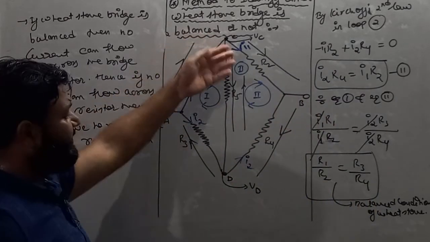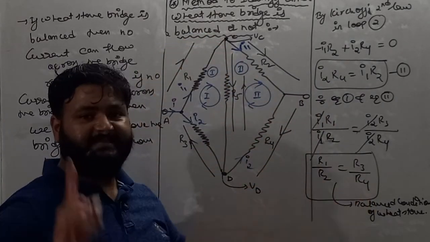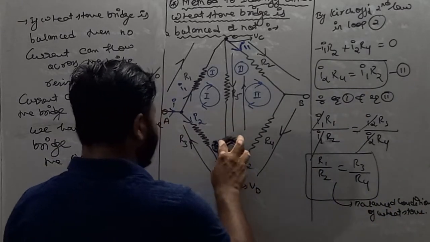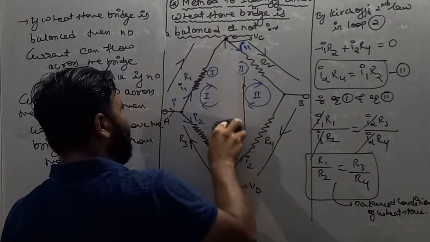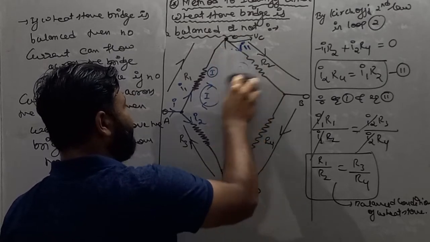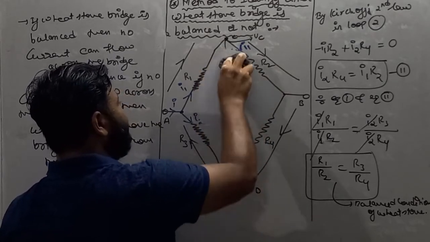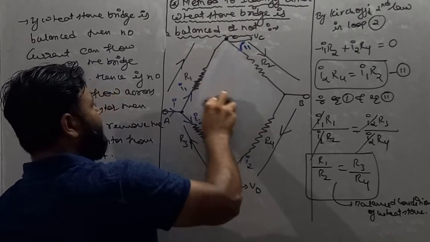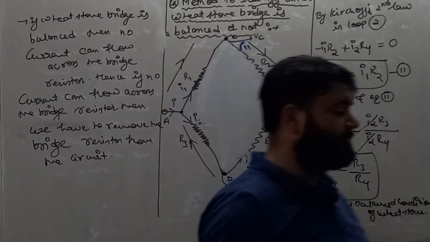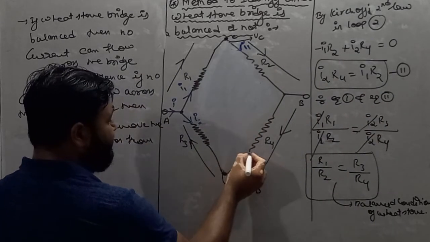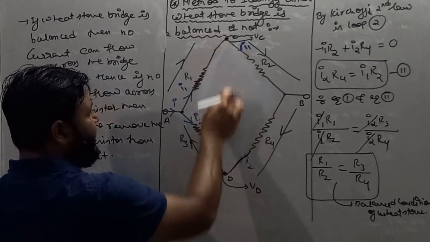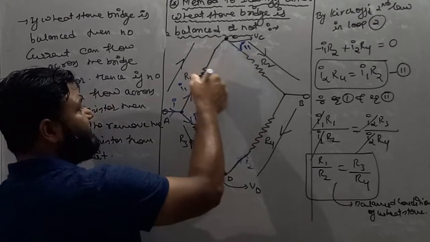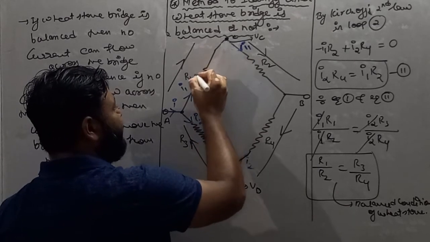So see, if you get the same ratio, then we have to remove the bridge resistor from the circuit, my dear students. If the Wheatstone bridge is balanced, then we have to remove the bridge resistor from the circuit. Now see, if the bridge resistor is removed, then check it out.